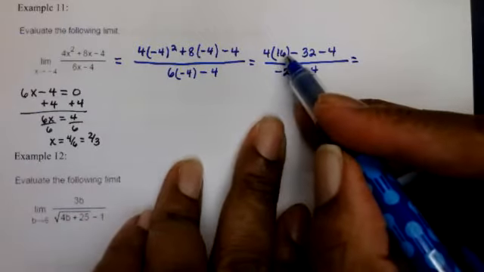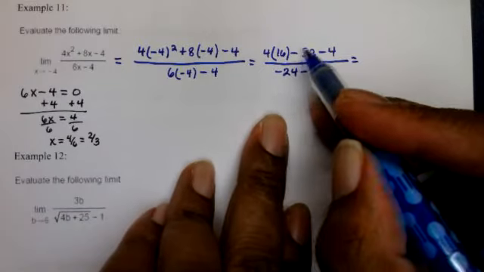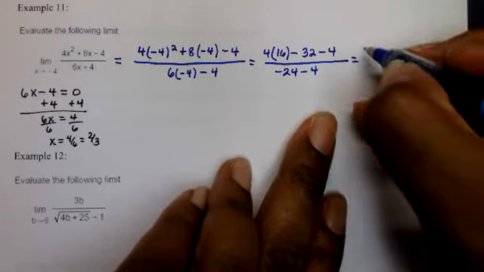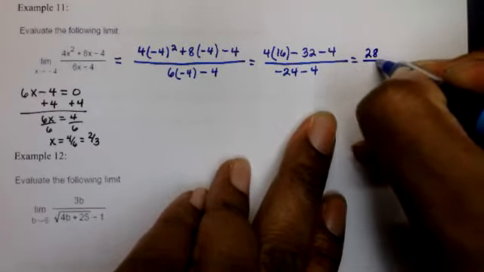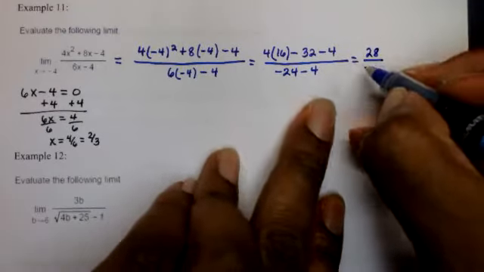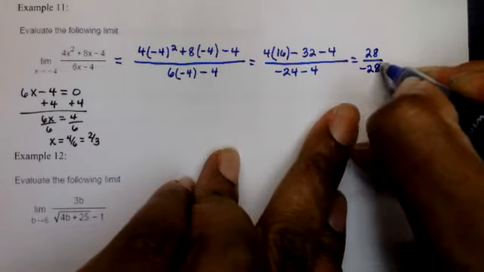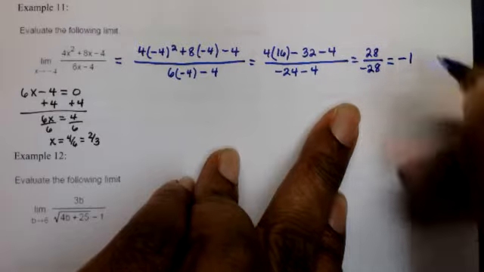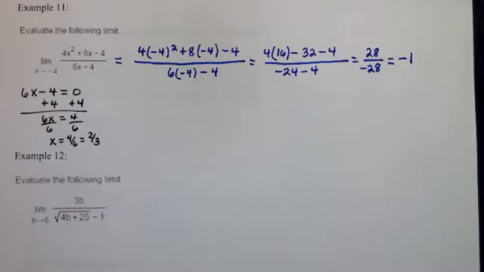Let's see. 4 times 16 is 64. 64 minus 32 will be 32. 32 minus 4 would be 28. And -24 minus 4 would be -28. So 28 divided by -28 ends up being -1. Now, of course, you can use your calculator to calculate all of this, both the numerator and the denominator.